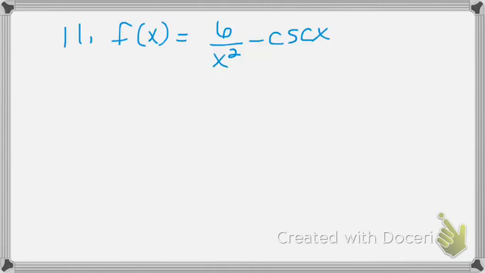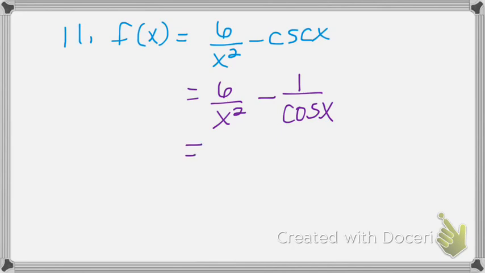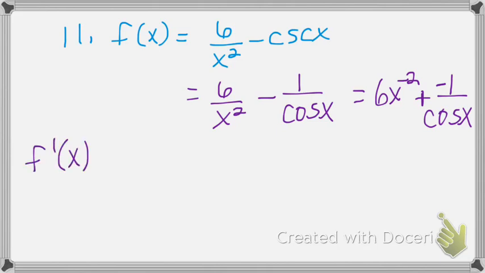So on this problem, instead of knowing a rule, I'm going to rewrite cosecant as 1 over cosine of x, and then I'm going to find the derivative. So the first part is the same as 6x to the negative 2, and then I'll have to use the quotient rule on the next part. I'm probably just going to change that to a plus and change that to a negative. It'll just be easier when you do the quotient rule. So the derivative will be, for the 6x to the negative 2, negative 12x to the negative 3. And now I'm going to do the quotient rule.